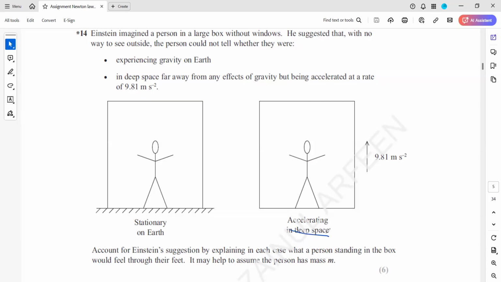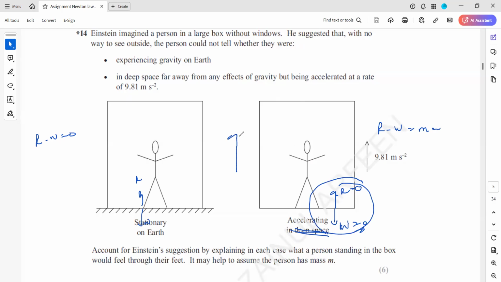So what if it was only the person accelerating? If the person was only accelerating, he will have the weight, and he will have a normal contact force. So in this case, R minus W equals ma. And for the person who's stationary on the earth, it will be R minus W equals 0. But in deep space, the weight is 0. If the weight is 0, the normal contact force will also be 0, so this will not be there. But there must be another force, because according to Newton's second law, there must be a force which is causing an acceleration. That's why I said the weight is 0, so R equals ma. When I was saying R equals ma, I was considering that this R is the resultant force, not the reaction force in deep space.